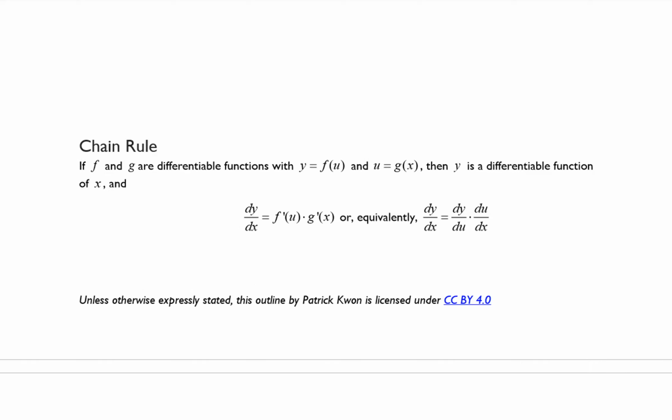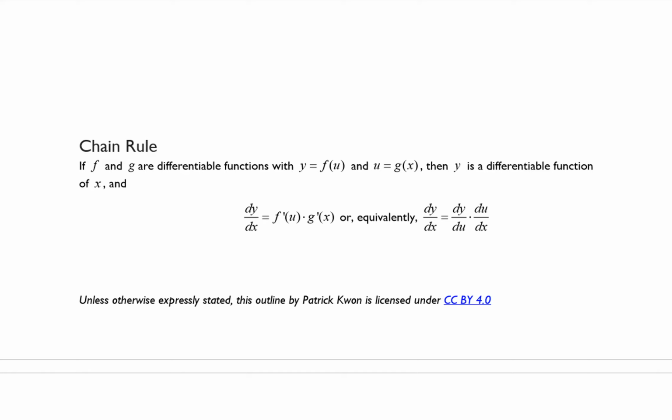If f and g are differentiable functions with y equals f of u and u equals g of x, then y is a differentiable function of x, and dy/dx is equal to f prime of u times g prime of x, or equivalently, dy/dx equals dy/du times du/dx.